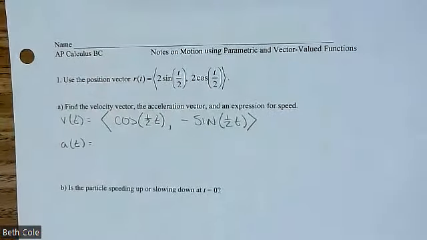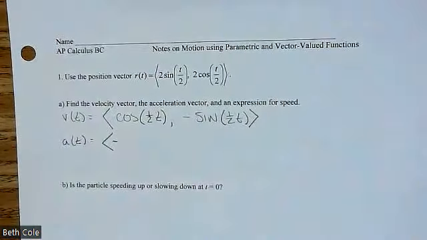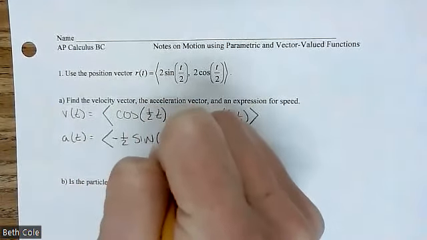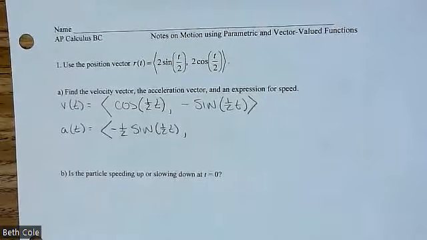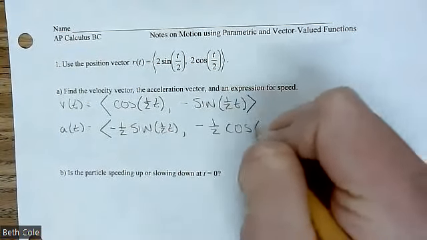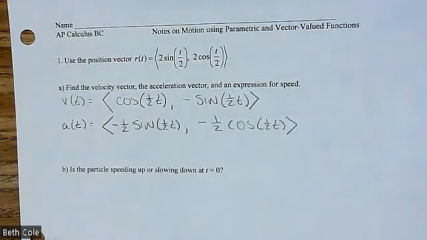Acceleration. Now we're going to do derivatives of those. So for the first one, it will be negative 1/2 sine 1/2 t. And then this will be negative 1/2 cosine 1/2 t. Derivative of sine is cosine. It just already was negative, so you just keep the negative.